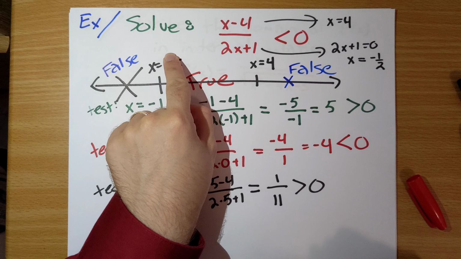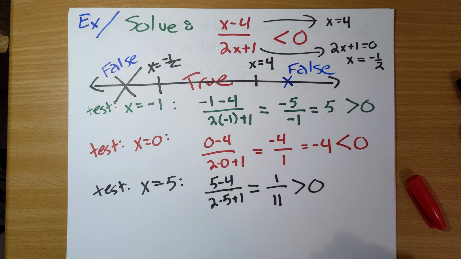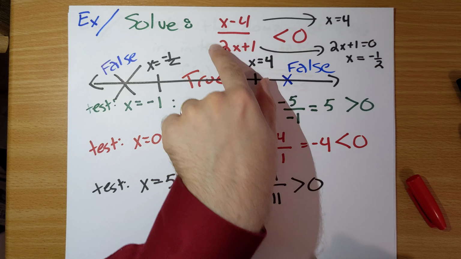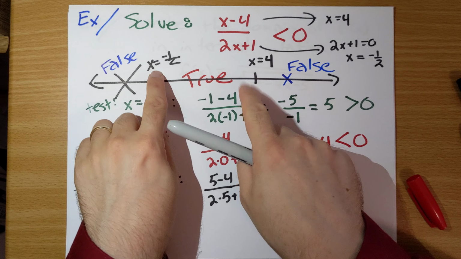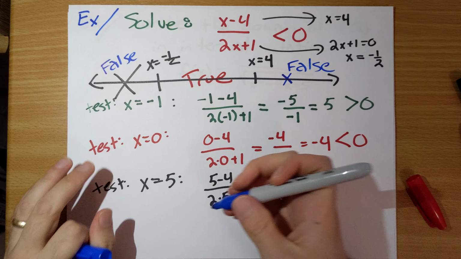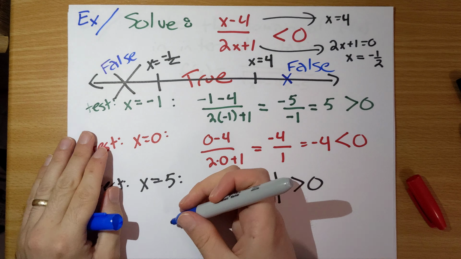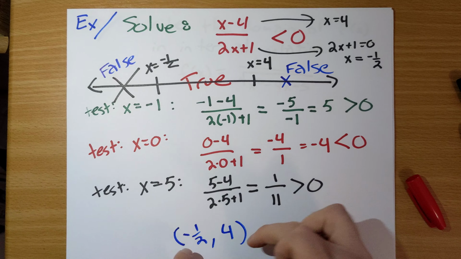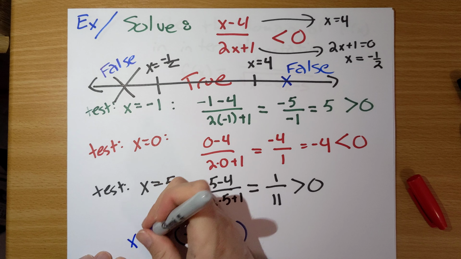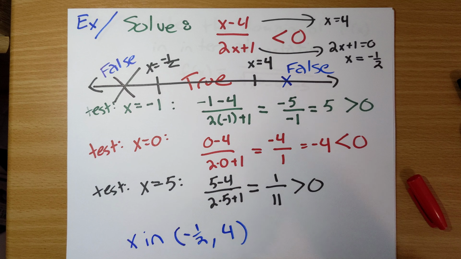At x = -1/2, this expression is undefined. At x = 4, this is 0, not strictly less than 0. So the interval that this is true on is -1/2 to 4 exclusive. So this use of a number line is a pretty useful little trick to help you analyze what's going on.